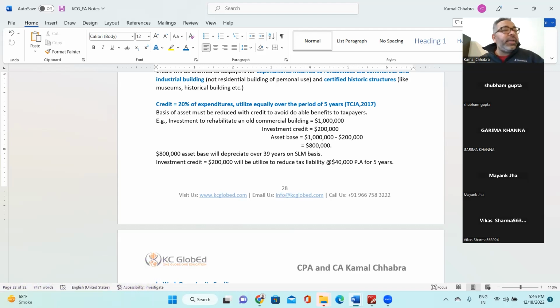Why is it a double tax benefit? If you do not reduce the amount from the asset base, then you are claiming depreciation and you are also taking the tax credit, so you will be getting double tax benefits. To avoid that, you need to reduce the amount of tax credit from the asset base. Make sense? Mayank, Garima, Rajat? Yes, sir. So far, so good?